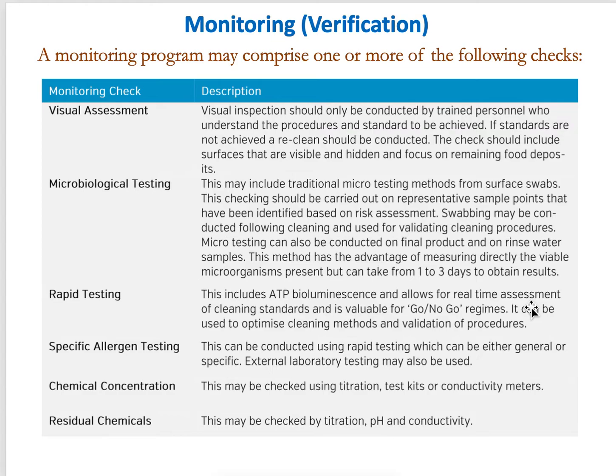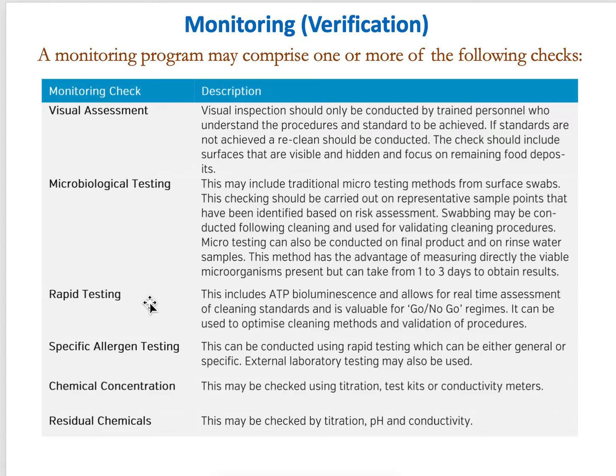That's why some rapid testing is also necessary. There are some rapid tests, for example, ATP bioluminescence. This is a rapid testing method. If you use ATP bioluminescence, you will be able to say whether any organic materials or microbes are present there or not. Rapid testing is very important, because based on the rapid testing, you will decide whether to go further or not. That means go or no go.